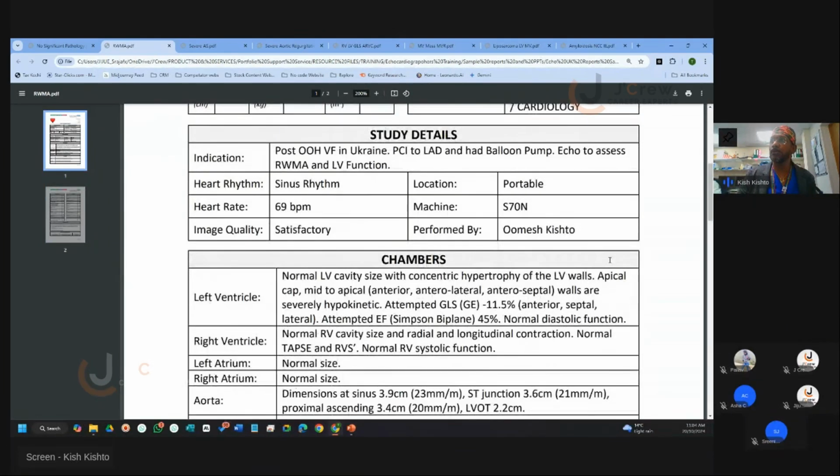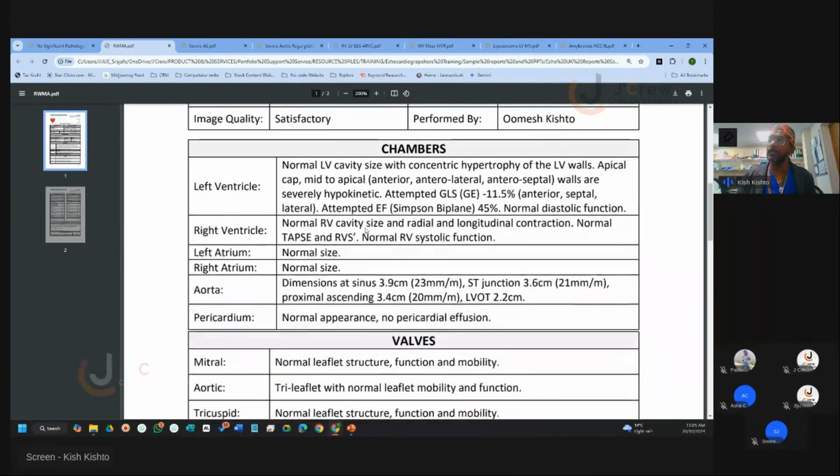Okay, so that's the normal, and then we did look at the regional wall motion abnormalities. Here you go. So it was a post out of hospital VF arrest in Ukraine, and the patient was helicoptered to us, where he had a balloon pump in place, and he already had PCI to LAD. I was just asked to do an echo to check for LV function and for regional motion abnormalities. So again, just put your rhythm, your heart rate, and how good the images were.